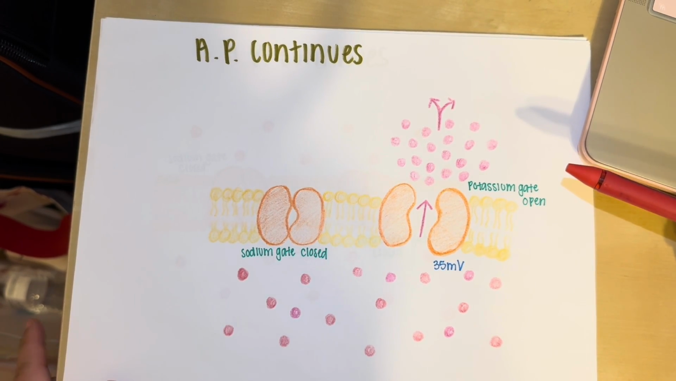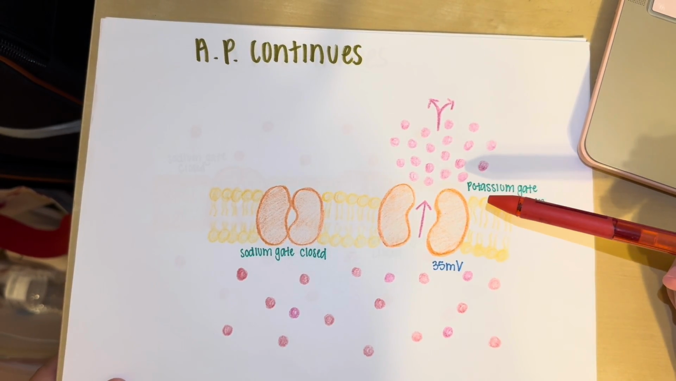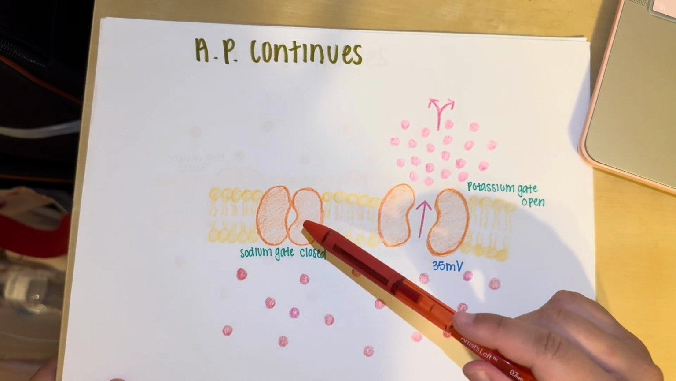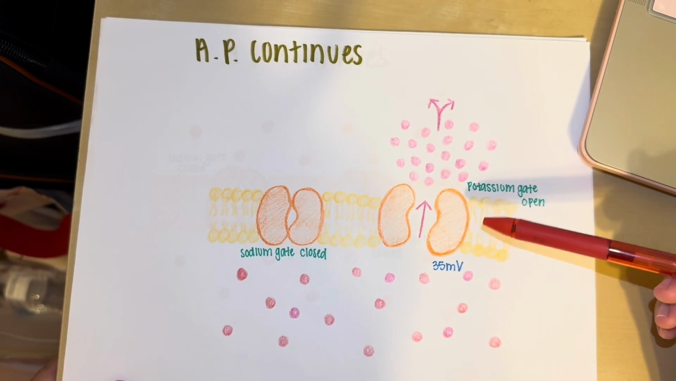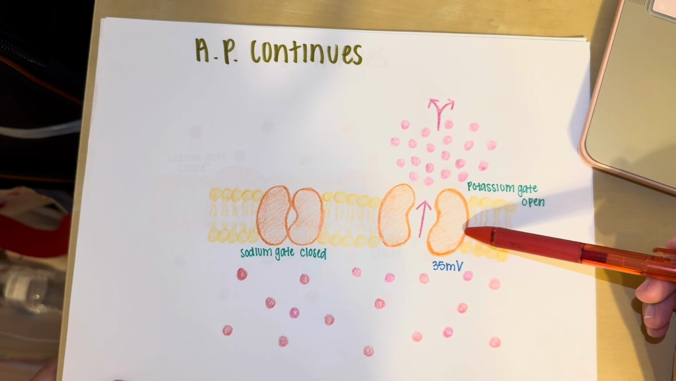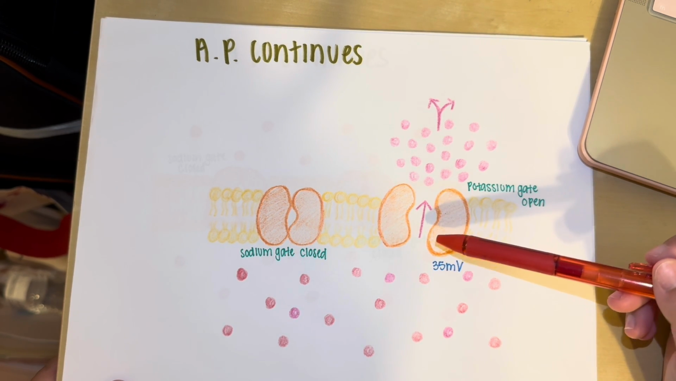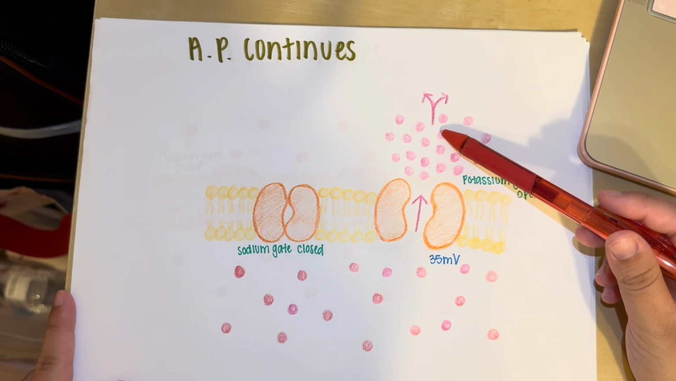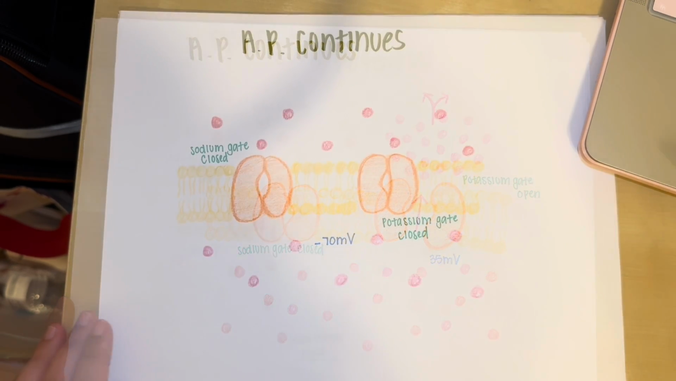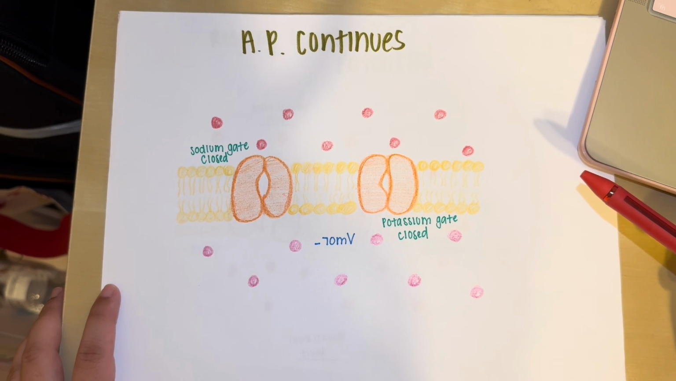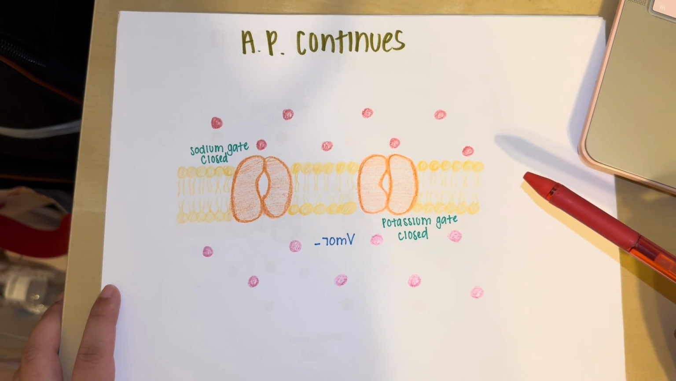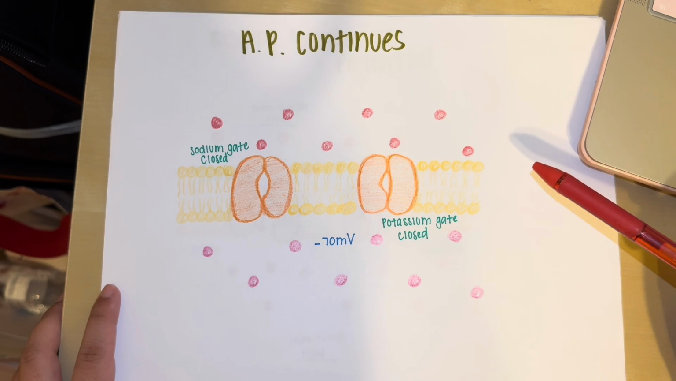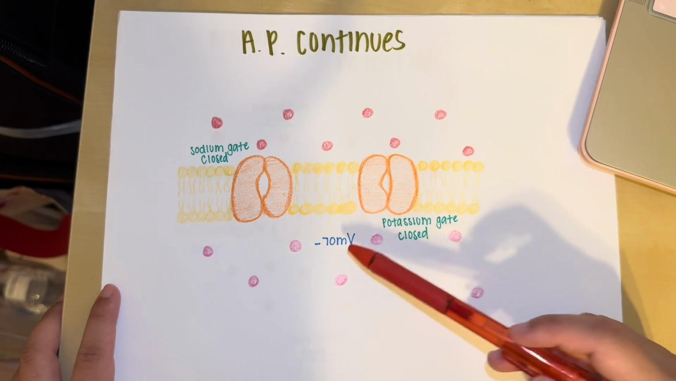The membrane then repolarizes to its negative state when the sodium gate closes and the potassium channels fully open, allowing potassium ions to exit the intracellular fluid and enter the extracellular fluid. This occurs after the positive 35 mV has been reached. Once the positive 35 mV has been reached, the membrane will return to negative 70 mV.